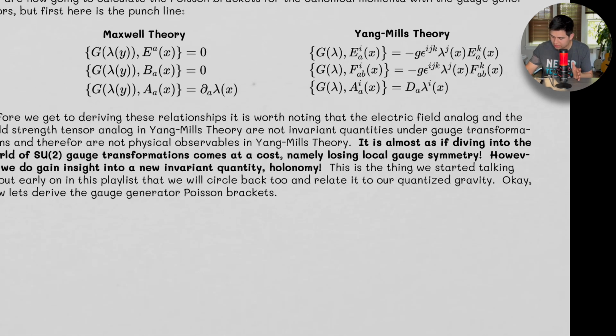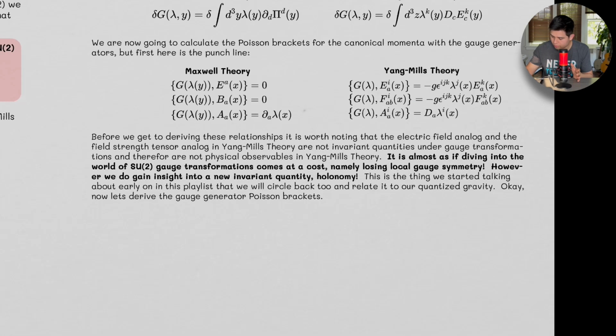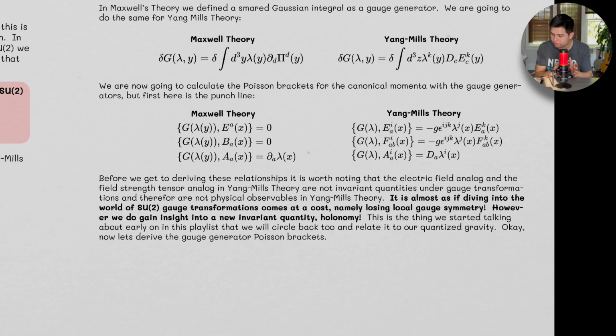And so with that being said, let's just continue this really quick. It's almost as if diving into the world of SU(2) gauge transformations comes at a cost, namely losing local gauge symmetry. However, we do gain insight into some new invariant quantity, which is going to be the holonomy. And this is where we're going to start talking about loops and loop quantum gravity. So this is really where the idea of loops in loop quantum gravity is going to come from. Okay, so let's continue.